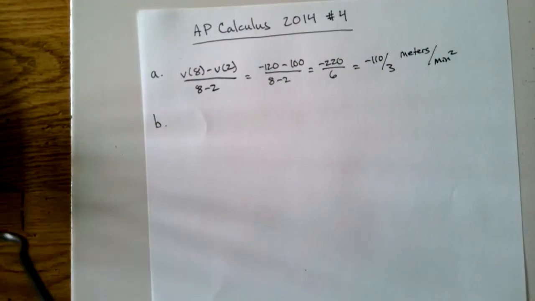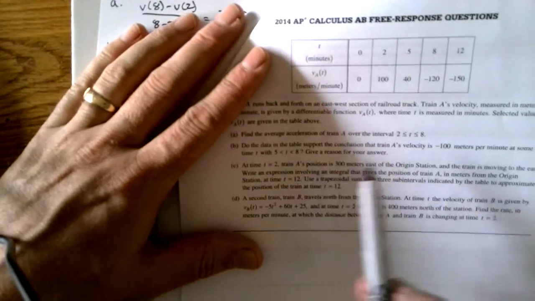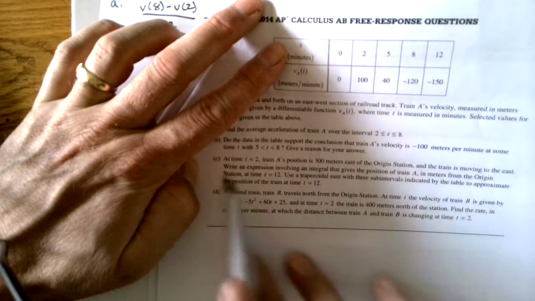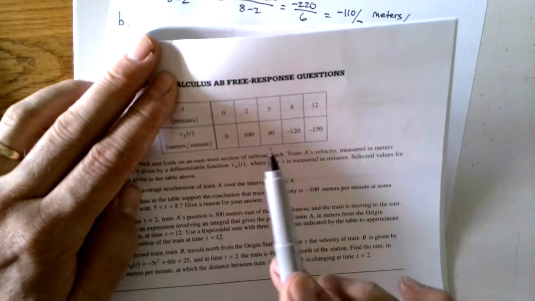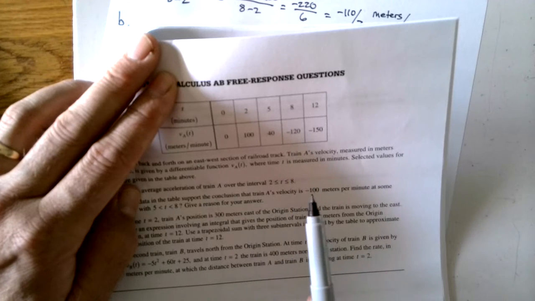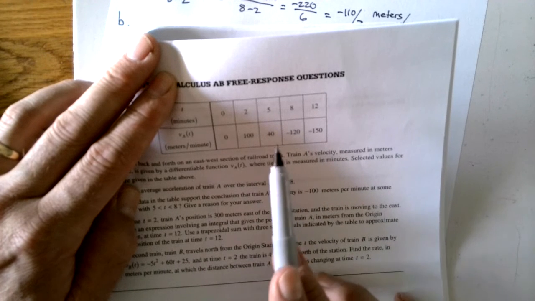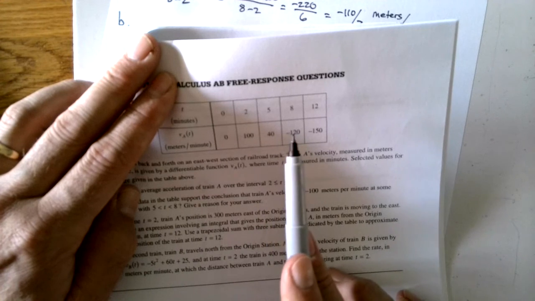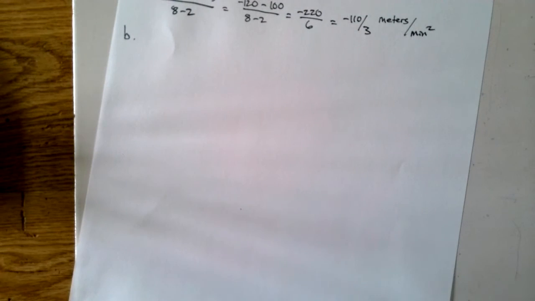Question B says, do the data in the table support the conclusion that the velocity is negative 100 meters per minute at some time between 5 and 8? So if you look here, from 5 to 8, we go from 40 meters per minute down to negative 120. The question is, do we have to sometime cross over negative 100? And we do. In order to get from 40 to negative 120, you have to cross over negative 100. That's by the intermediate value theorem.